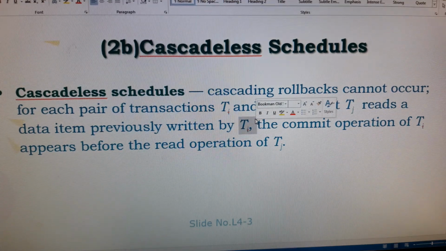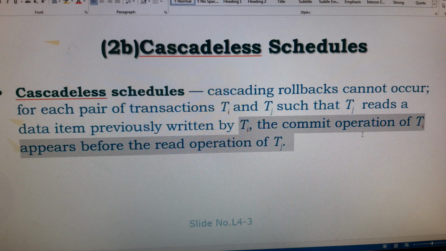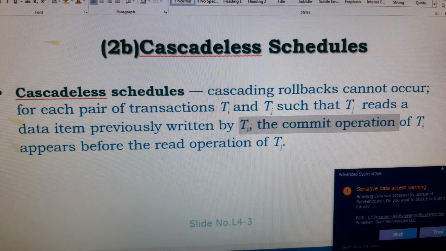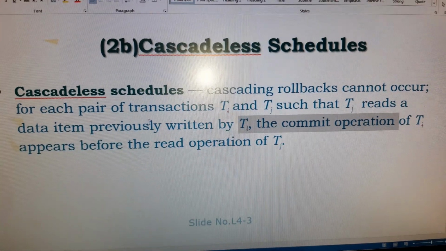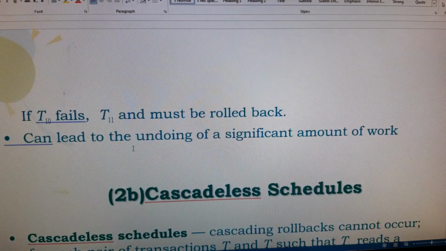So if the second transaction wants to read, the first transaction must have written, and the commit operation appears before the read of Tj. Tj wants to read a particular data item, and before that, Ti must complete the commit operation. Only in that particular case is the schedule called a perfectly recoverable schedule. So likewise, we should execute each and every transaction.